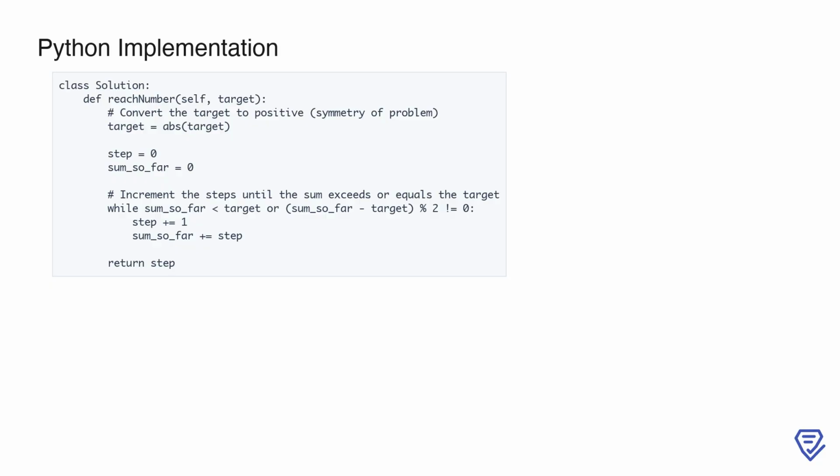Efficiency. This solution is highly efficient with a time complexity of O(sqrt(T)), where T is the target, as the sum of steps grows quadratically with the number of steps. It avoids a brute force simulation and leverages mathematical properties to find the result swiftly. This implementation handles all edge cases, including small targets, large targets, and negative inputs, making it robust and production-ready.